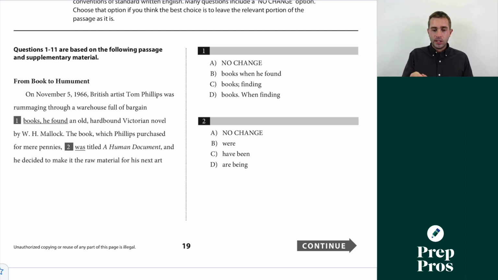Now, first question here, this is testing us on sentence structure. I can spot this just because of those periods and the semicolons here. Now, on November 5th, 1966, British artist Tom Phillips was rummaging through a warehouse full of bargain books. This is going to be an independent clause. Our sentence structure questions are pretty much always about identifying the type of clause and using our different rules.